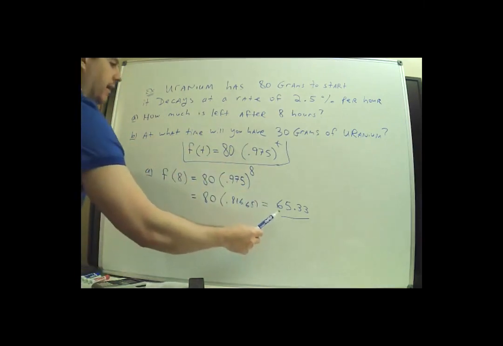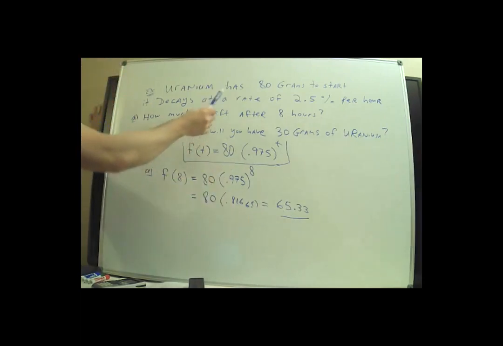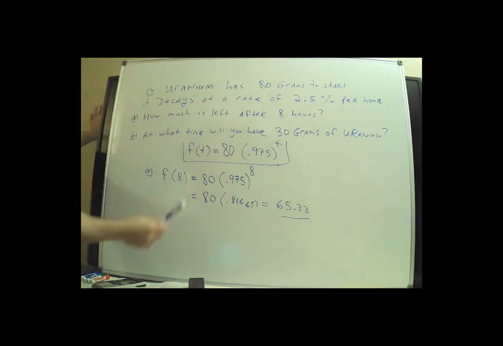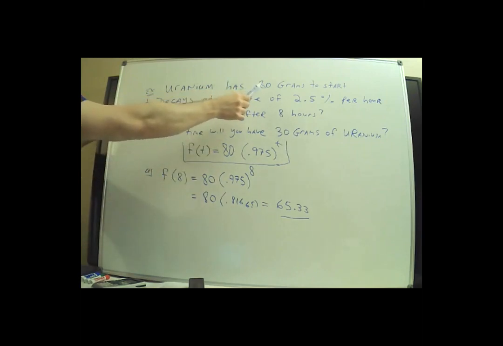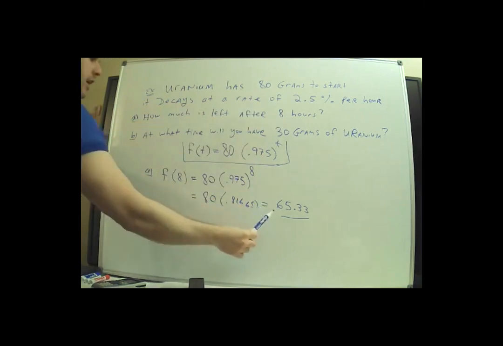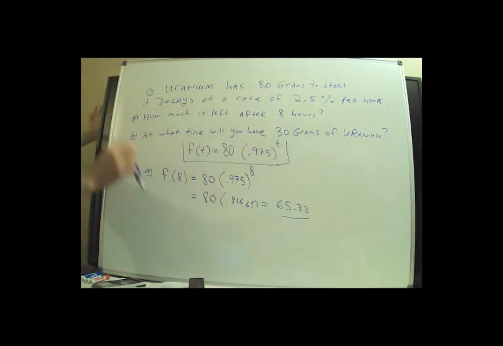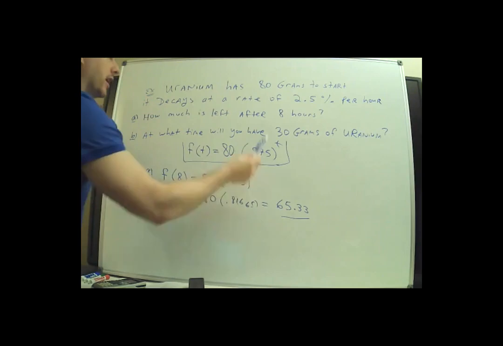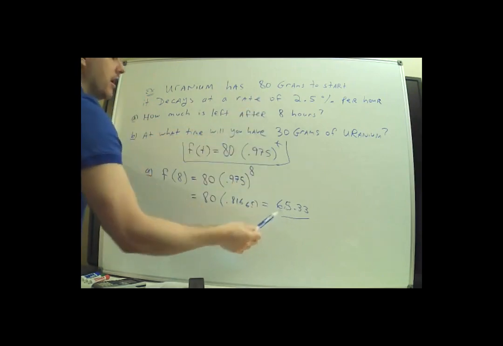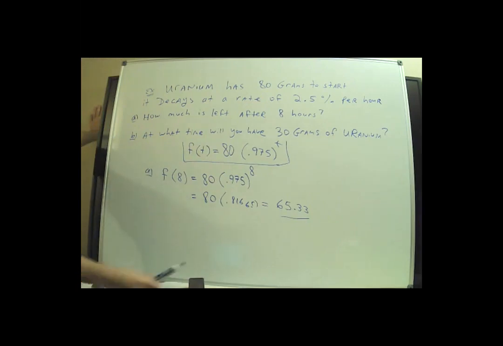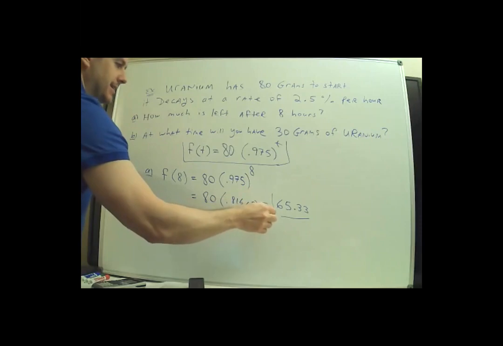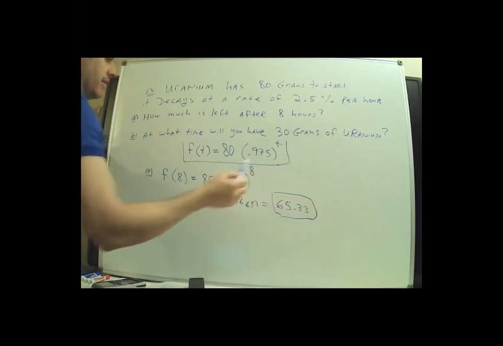Now, I just want to point one thing out. If we were talking about people, or ducks in a pond, say the population of ducks in a pond is decreasing by 2.5% per year, how many ducks are left? You wouldn't write 65.33. But since I'm talking about a radioactive substance, it makes sense to put that 0.33 there. If you're talking about the population of a town, this doesn't make sense, but it makes sense in this context. So I'm going to leave that there.